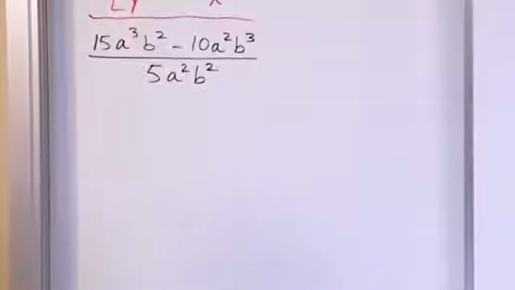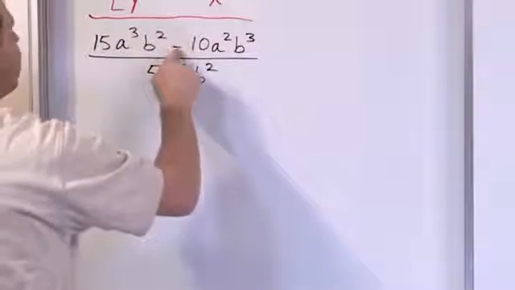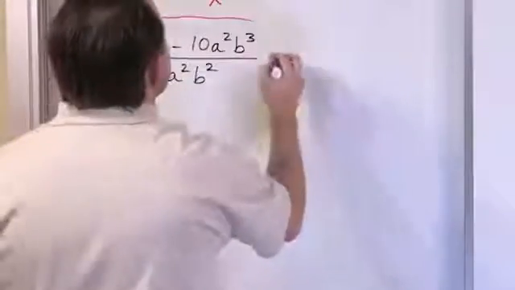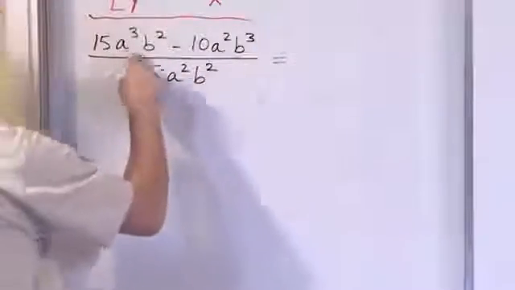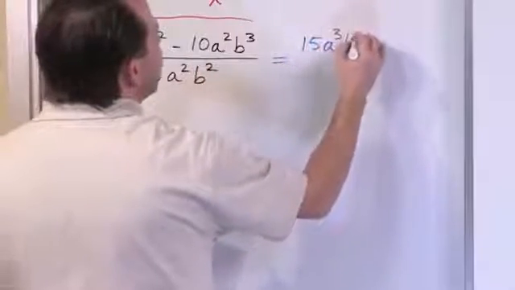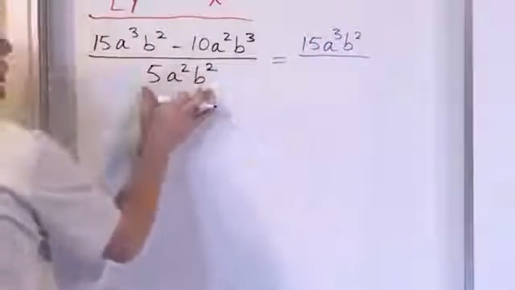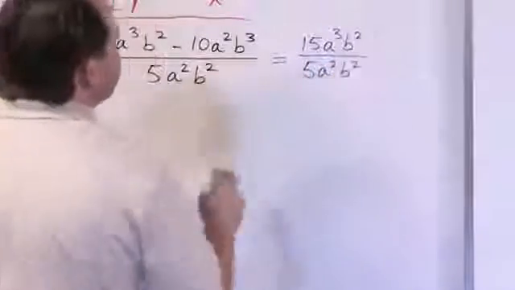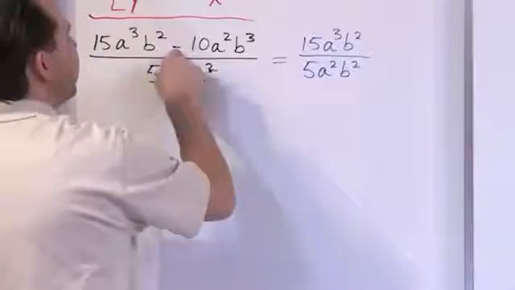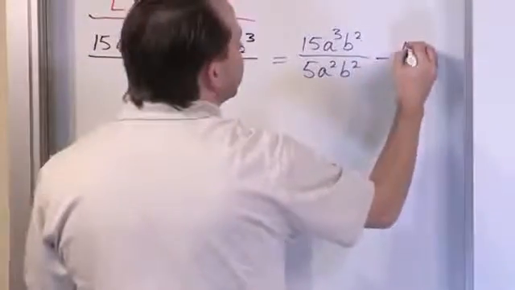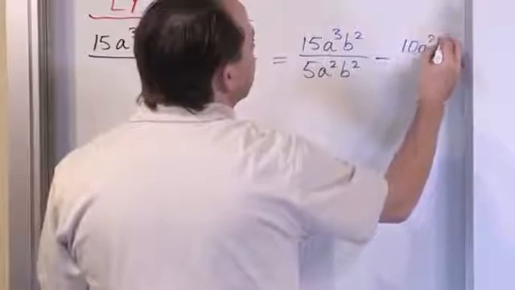So again, same thing. I've got 2 terms linked on the top by a subtraction, and I have 1 term on the bottom. So I can split this up. 15a cubed b squared, I can write it over this, 5a squared b squared. I have a subtraction here, so I link it with a subtraction. 10a squared b cubed, right there.